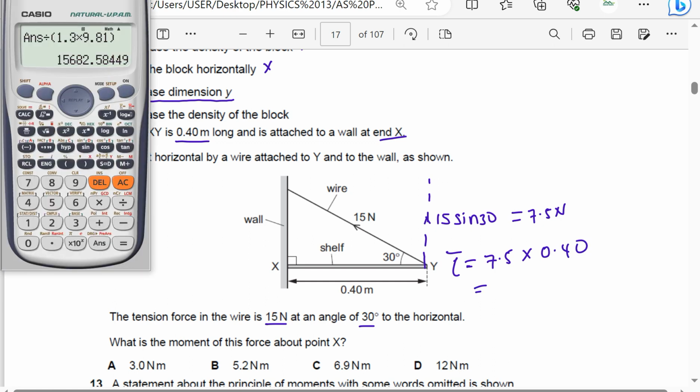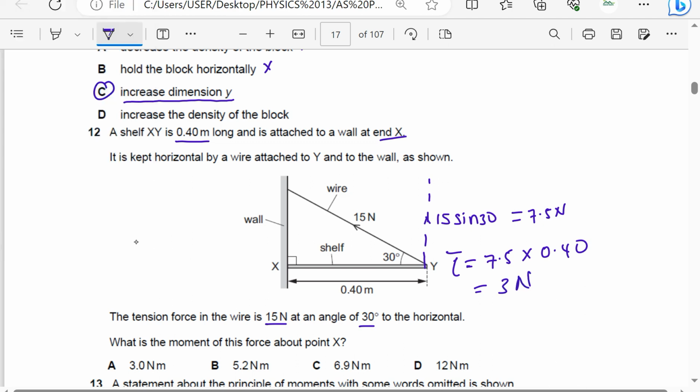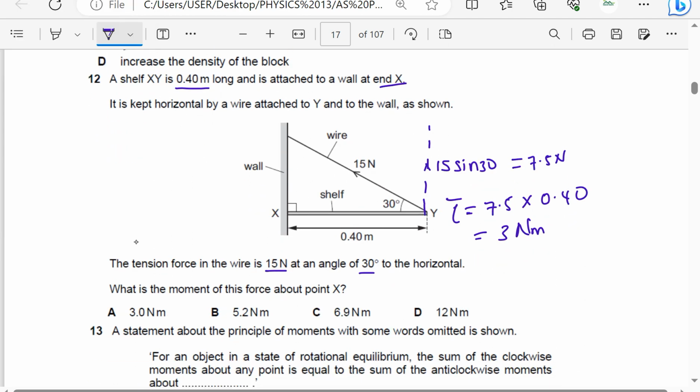And when you press your calculator, 7.5 times 0.40, that gives us 3 newton meters. So it means the answer here is going to be A.